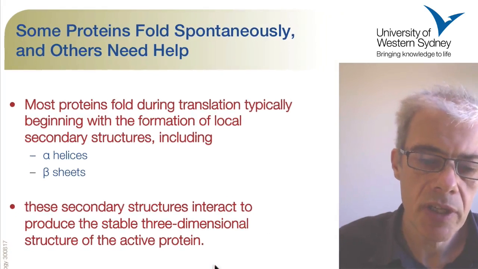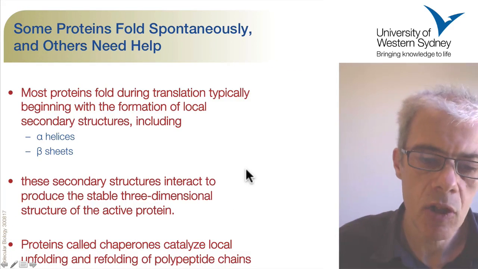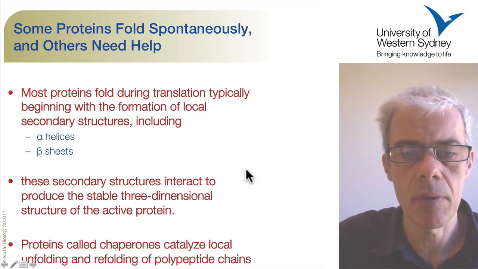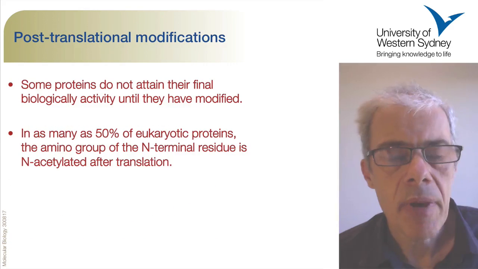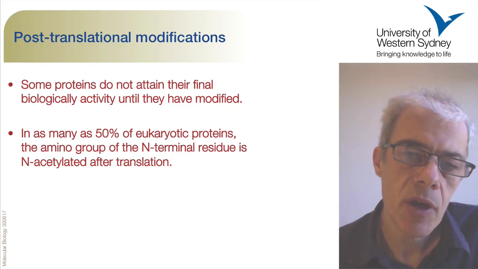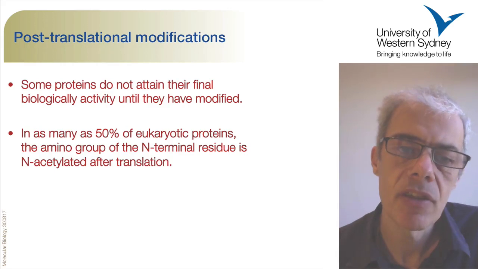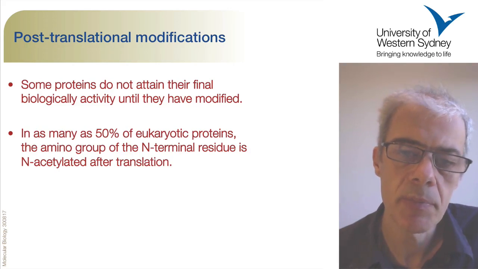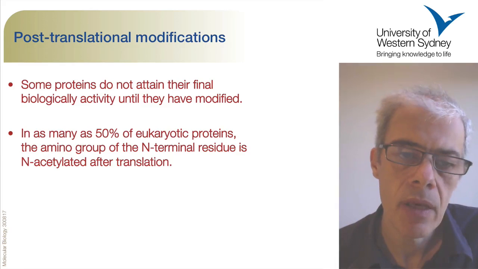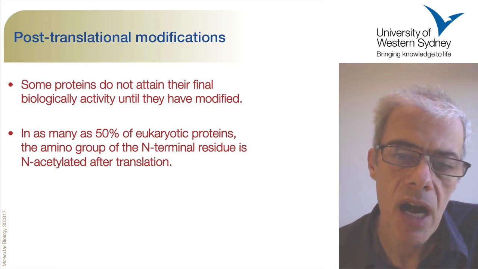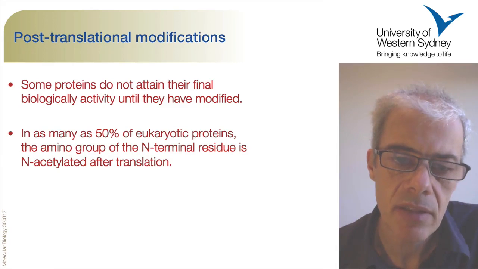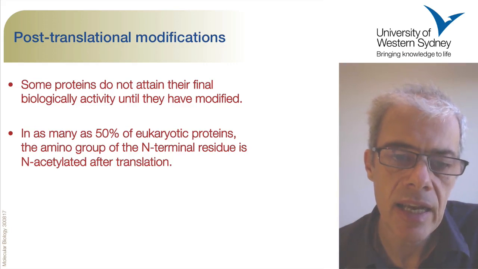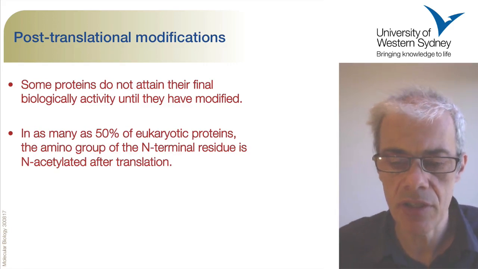There are also proteins called chaperones which can help the process of protein folding. Many amino acid residues in proteins can be modified after translation. So this is referred to as post-translational modification. For instance, up to half of eukaryotic proteins have an acetylated N-terminal residue.